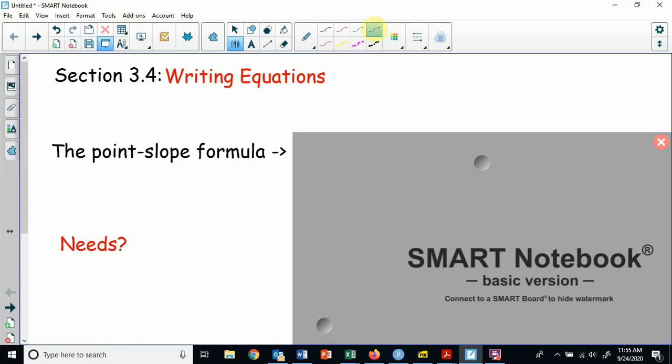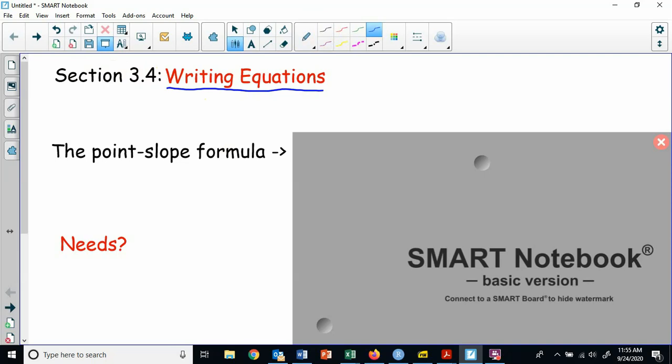So this is section 3.4 and it's about writing equations. So we've been dealing with linear equations. We've been graphing them and finding their slopes. Now what we're going to want to do is be able to take some information and write the equation, kind of go the other way.